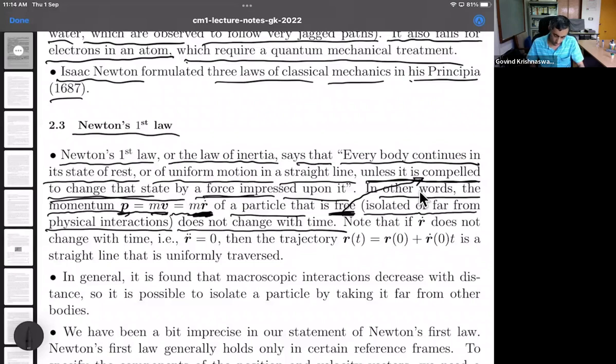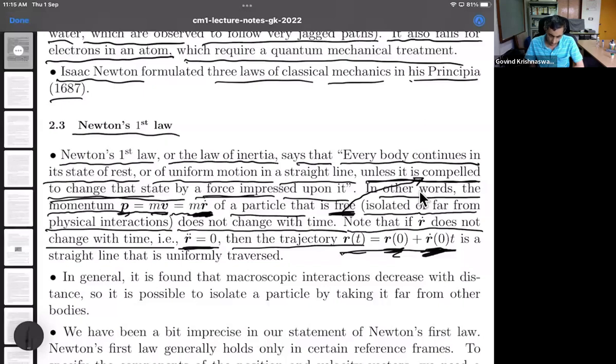So this is easy to see. We notice that if r dot does not change with time, namely r double dot is 0, then the trajectory, which we get by simply integrating this equation, r dot equal to constant, would be r of t equal to some initial location r of 0 plus r dot times t. So you see that this formula is obtained by integrating the equation r dot equal to constant, and that constant is simply r dot of 0.